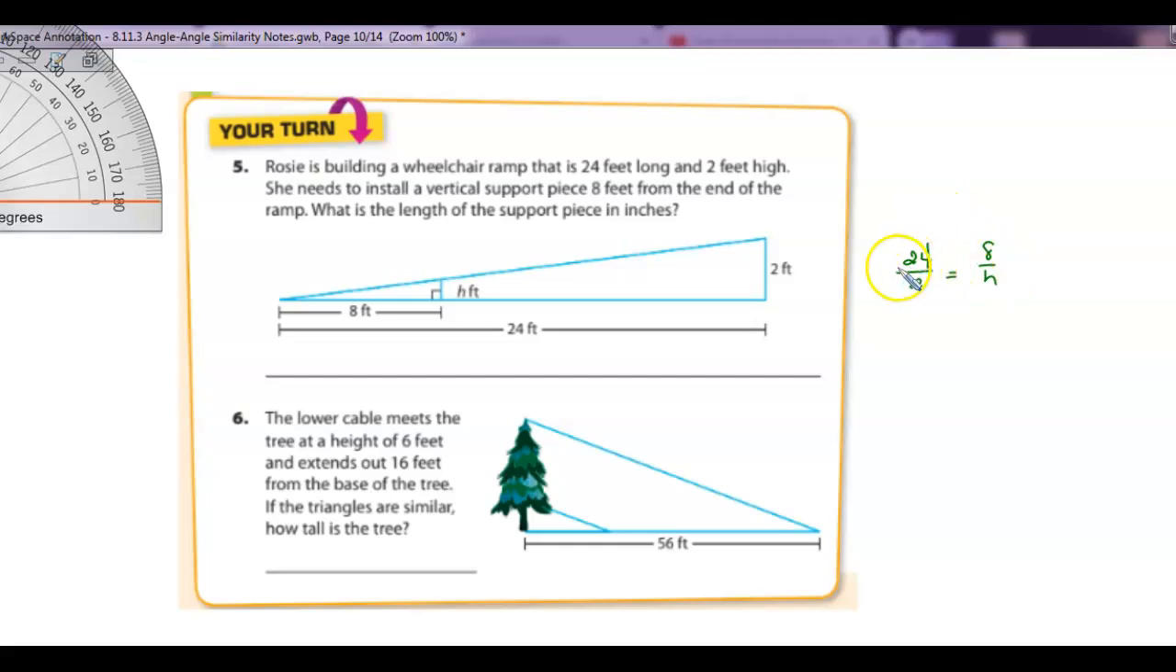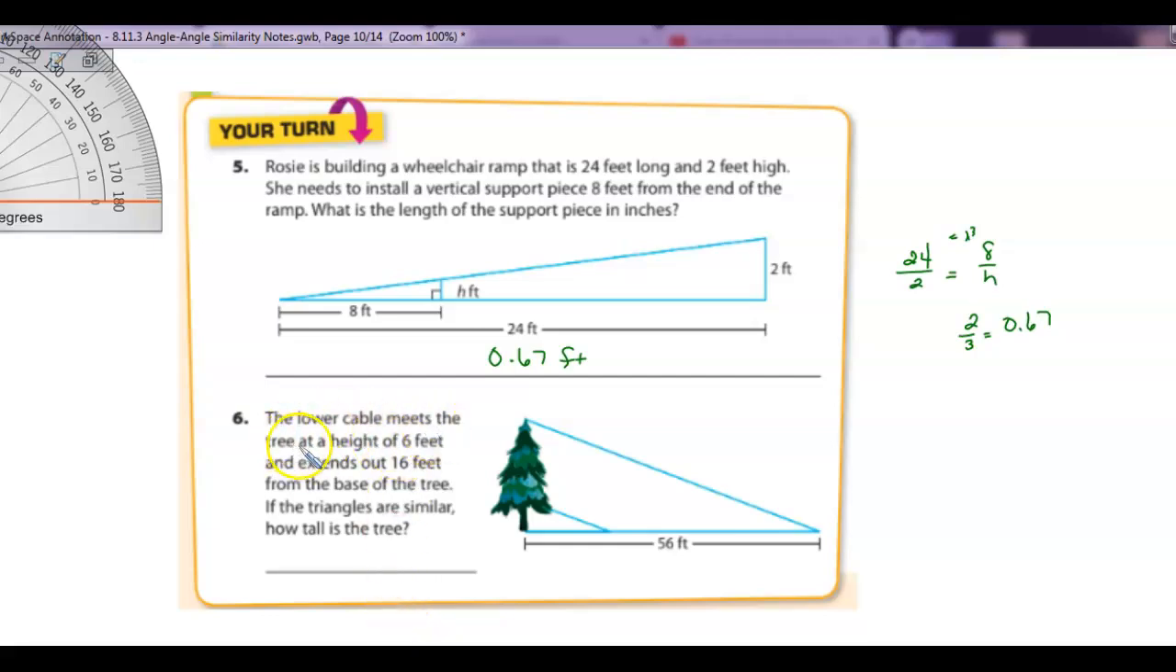I happen to know that if I multiply 8 times 3, I get 24. So if I take 2 divided by 3, I get 0.67. So 67 hundredths of a foot.